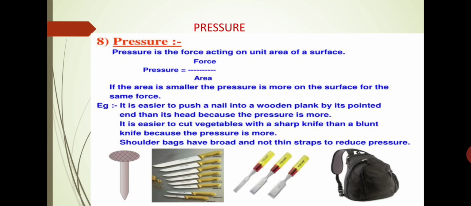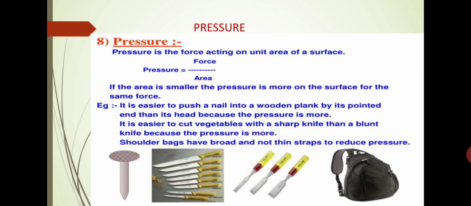Okay, one more example we can see at home. Sharpen your pencil at one end, hold it between the index fingers of both hands and press it from both sides. On which finger do you feel pain? Which one is pointed? In that index finger we feel some pain. So that is the reason: if the area of contact is small, the pressure is more.